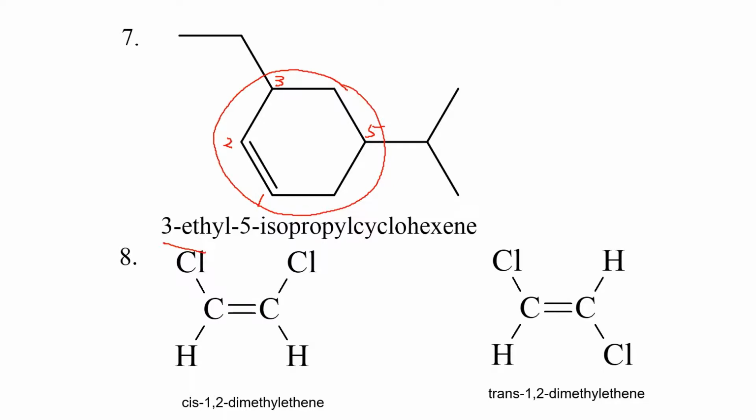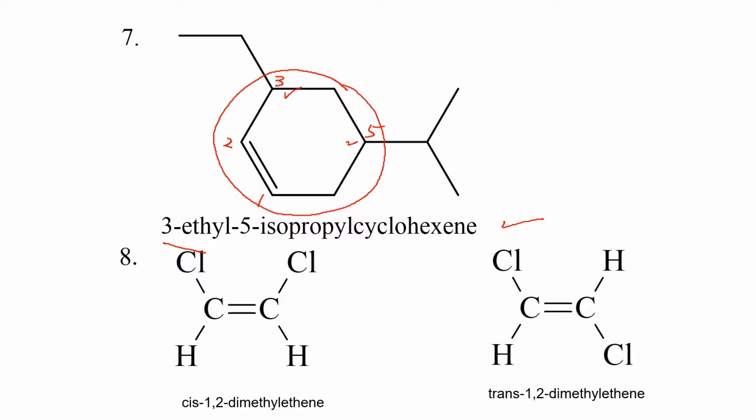So it becomes 3-ethyl, 5-isopropyl cyclohexene. The restricted carbon must be in the middle of carbon number 1 and 2, and then the substituent must have the smallest number. If we go the other way around, it would be a bigger or larger number.